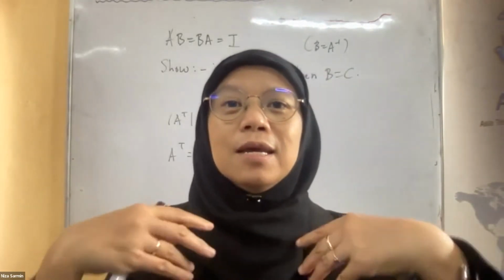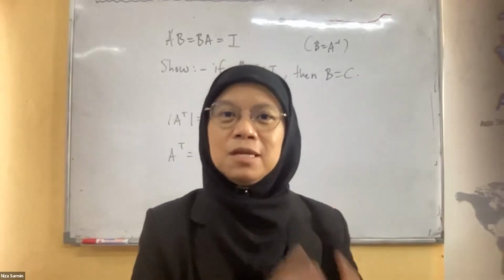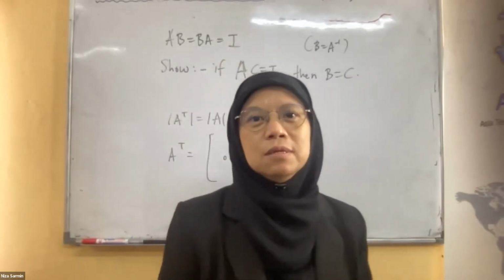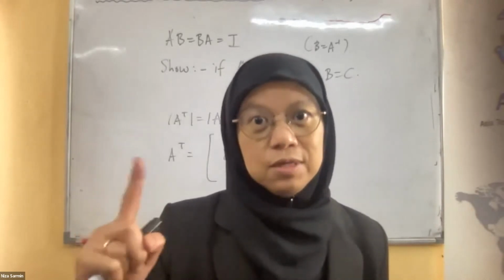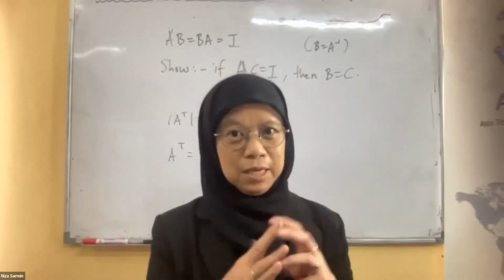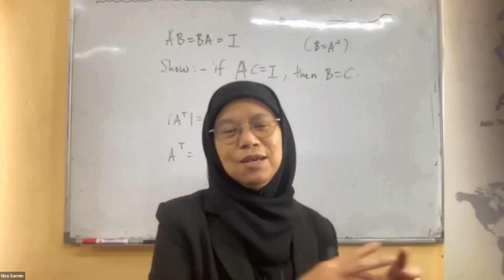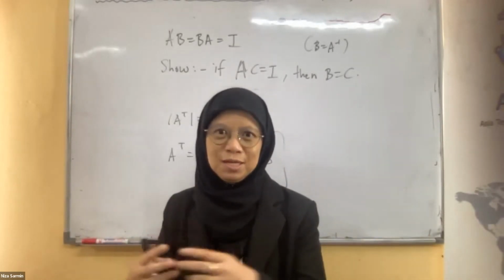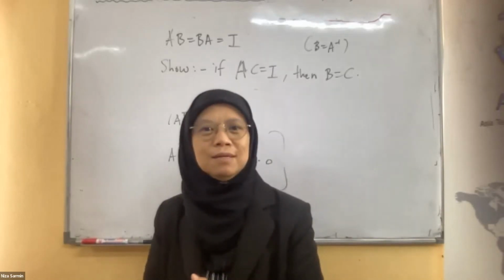If there is another matrix which, when you multiply, is also equal to I, that matrix has to be the same as the inverse. The inverse is unique; there is only one inverse for each matrix. This is B. It's an inverse if B times A is I. If there is a C in which C times A is also I, C has to be equal to B.